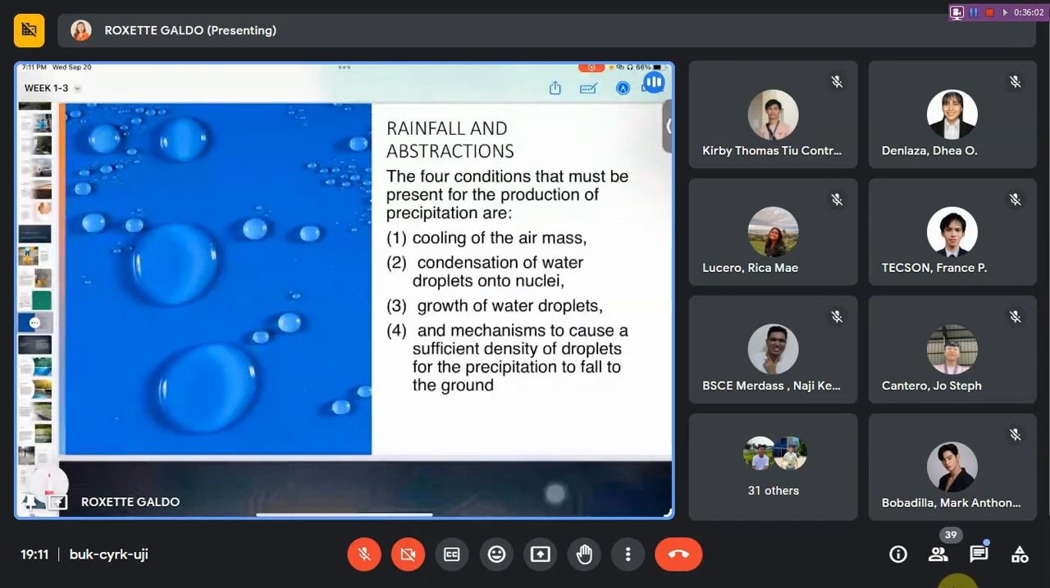So rainfall happens when there is a cooling of the air mass, meaning there is a change in temperature. So from hot to cold, there's a tendency for it to rain. Okay? Also, there is a condensation of water droplets onto the nuclei. So when the water vapor condenses up there and there is too much of it, there is a tendency for a rainfall to happen. Okay? And if there is also a growth of water droplets, there is a tendency for rainfall. And other mechanisms cause a sufficient density of droplets for the precipitation to fall back to the ground. So watch out for these four factors, because if any one or two of these exist, there is a big possibility of rainfall. Okay.